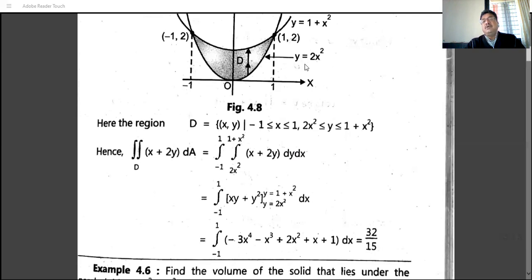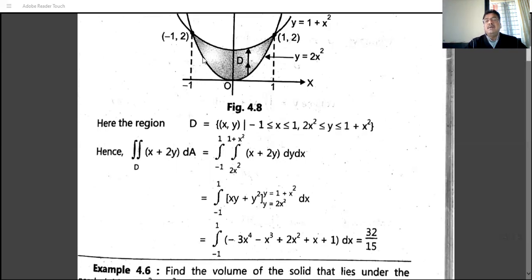So from this we find the two values of x. What are they? x square is y by 2, and therefore x is plus minus root y by 2. And so the lower limit is minus root y by 2, and the upper limit is plus root y by 2. So these are the limits of x.